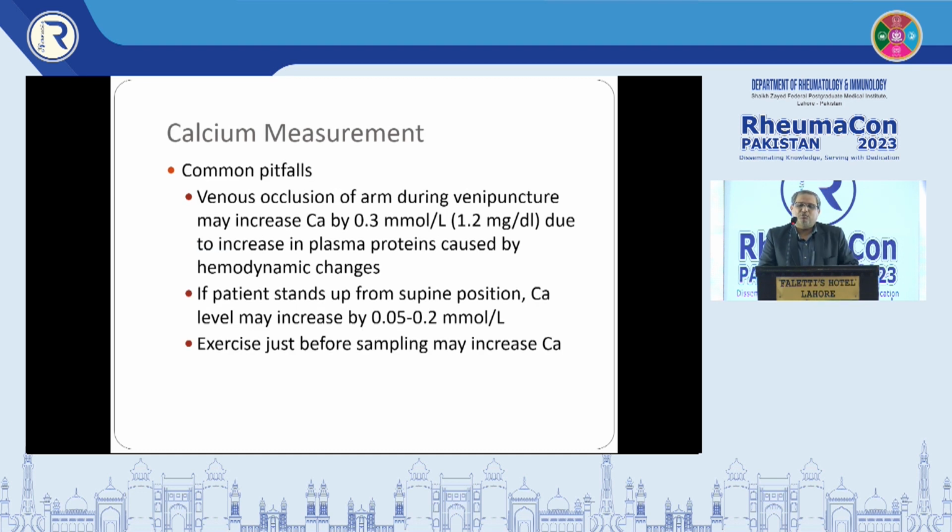So these are some of the common pitfalls. For example, venous occlusion of the arm during venipuncture may increase the calcium level by 1.2 mg per deciliter. So the correct technique is you apply the tourniquet and you puncture the vein and then you release the tourniquet and then take the sample. Even if the patient stands up from supine position, the calcium level may increase, and even exercising before sampling may increase the calcium level. So one should be aware of these pitfalls. With calcium and potassium, you do apply the tourniquet, but after puncturing with the needle, you release the tourniquet and then take the sample. This is very important.